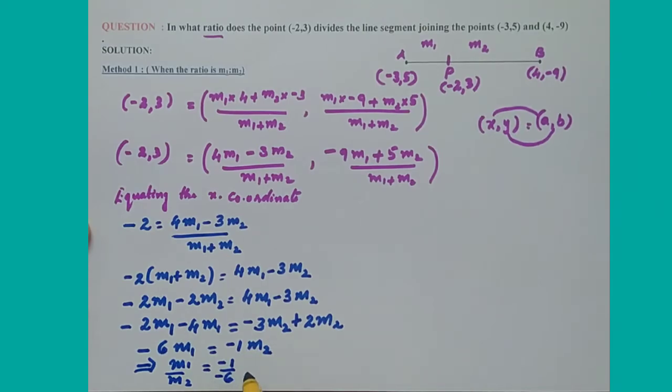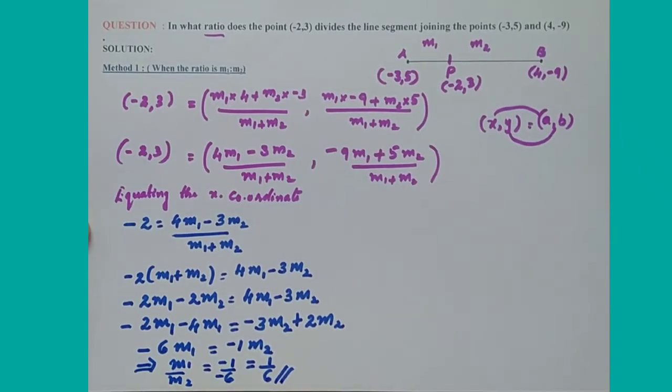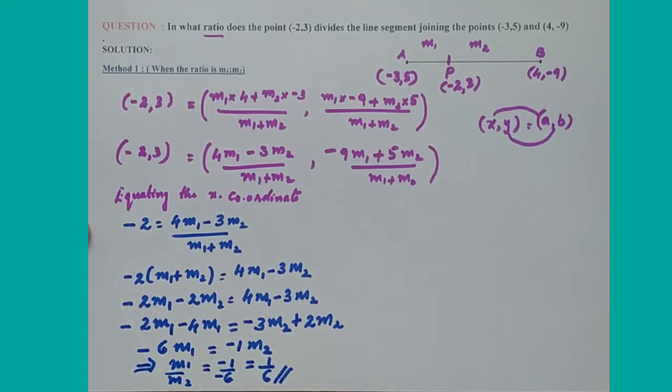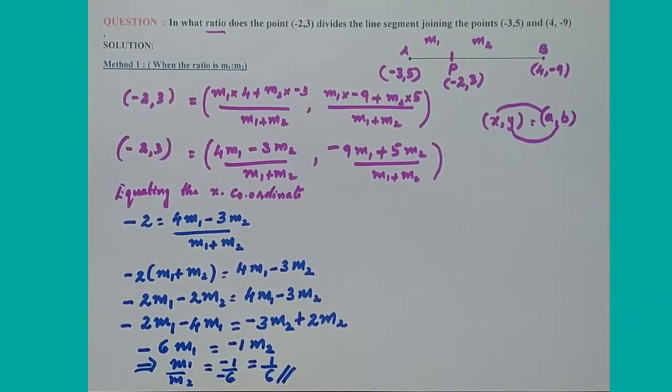So it is very important how you write the ratio: m1 by m2 is not equal to minus 6 by minus 1. It is equal to minus 1 by minus 6. Writing the ratio in the standard format, you will get 1 by 6 as the answer. Any doubt? So m1 by m2 equals 1 by 6.